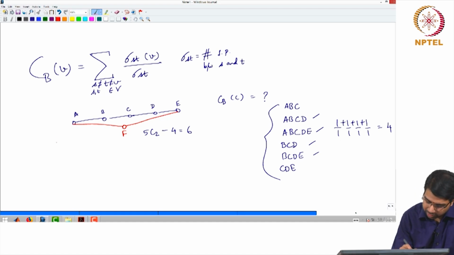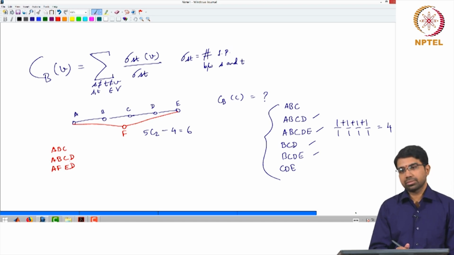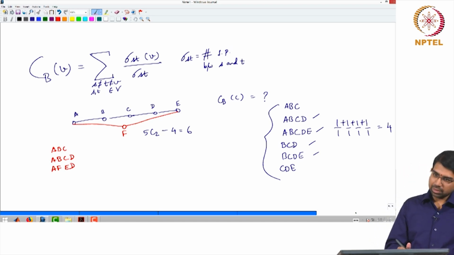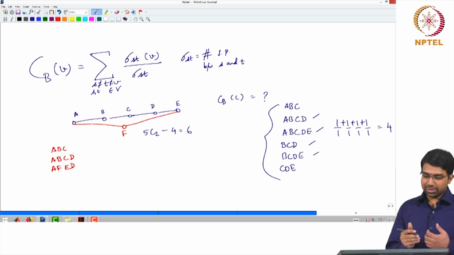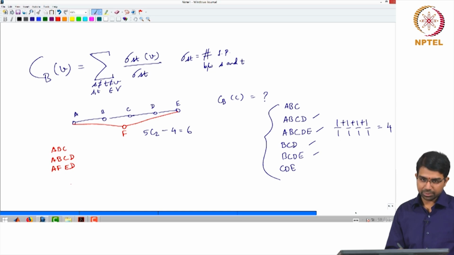Right. So, now what are the shortest paths? A, B, C is the shortest path, A, B, C, D is the shortest path, as is A, F, E, D. Right. So, you will see that the betweenness of B and C will now drop, right, because only half of the shortest paths between A and D pass through C. A, F, E, D, what else?